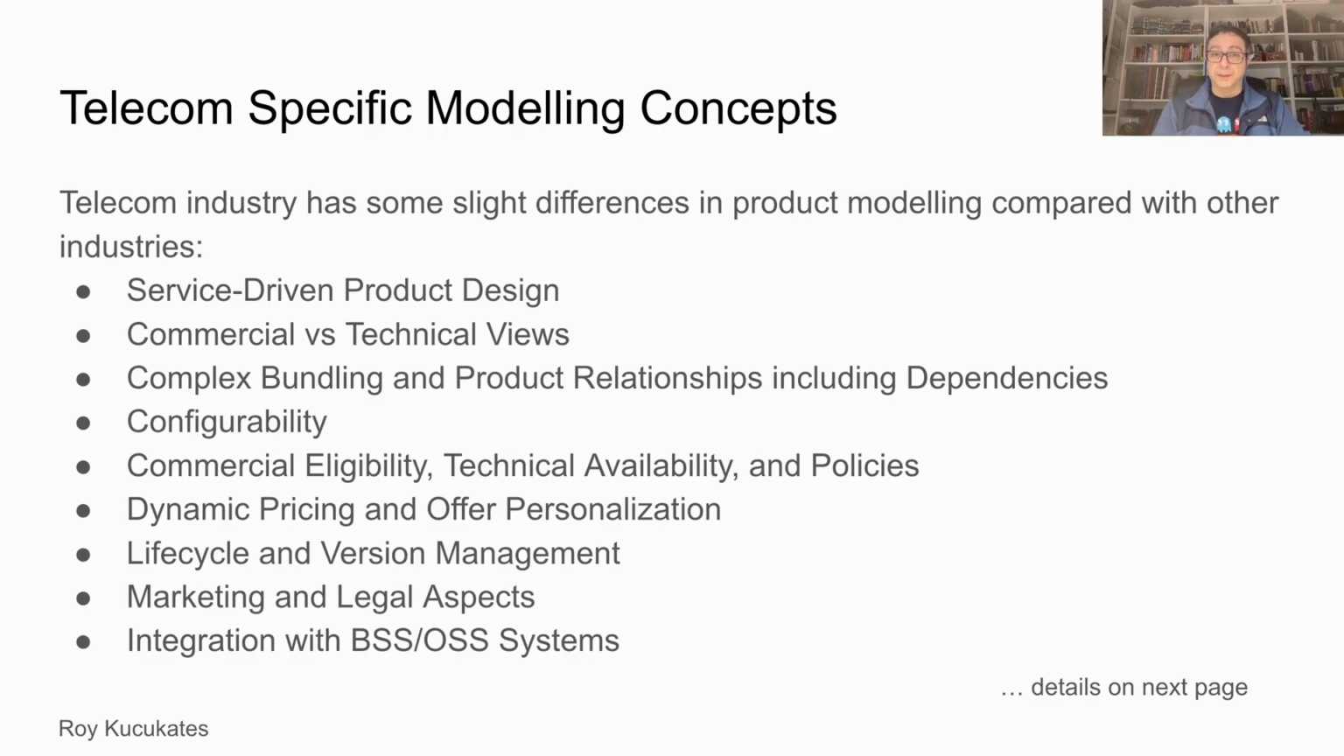There are complex bundling and product relationships using dependencies, like some products depend on other products. Like when you're buying an internet service, it relies on or depends on your modem or the line that you use. So those kinds of relationships need to be considered in the modeling, different from other industries.